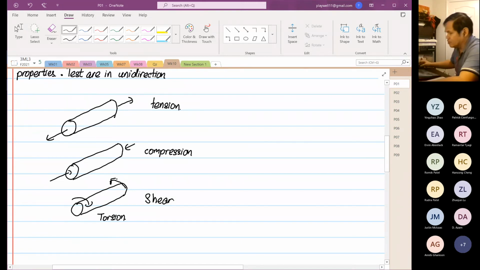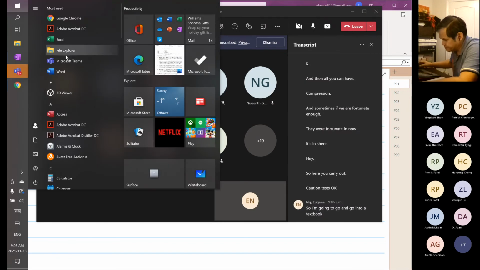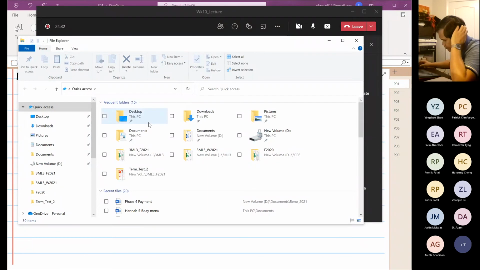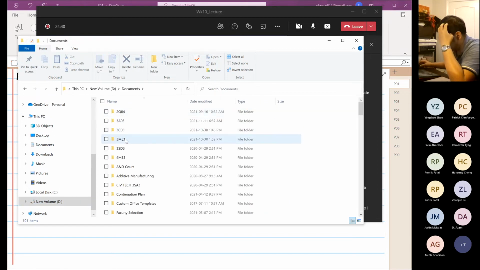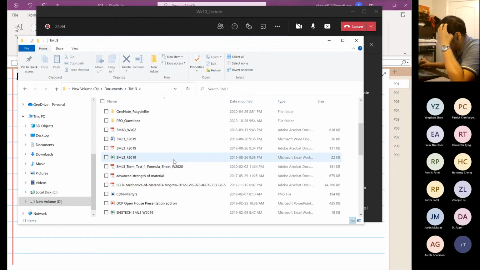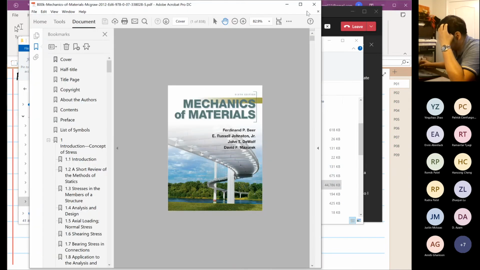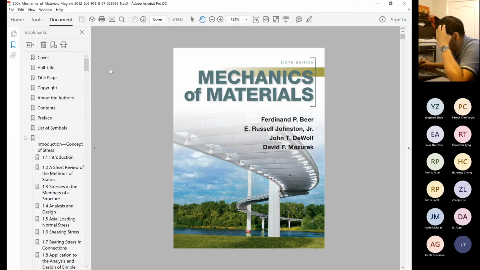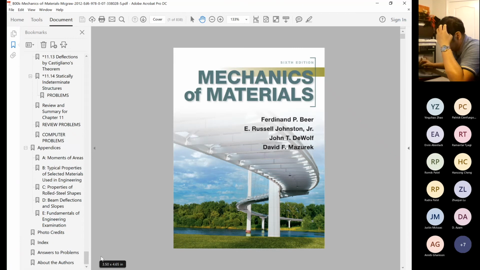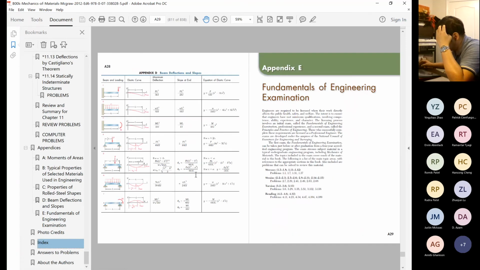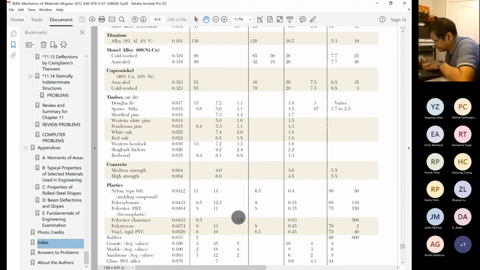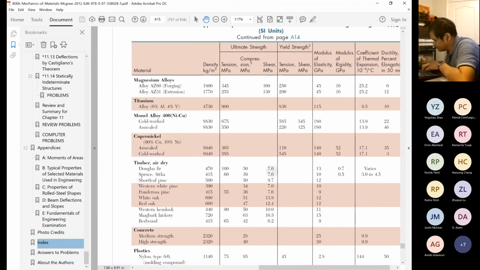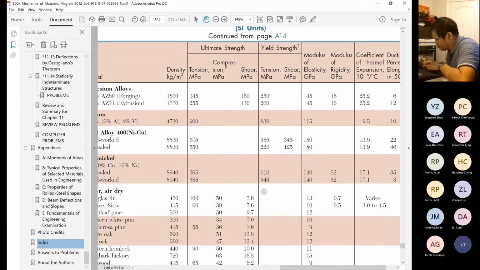Okay, so I'm going to go into a textbook that we use to show you what I mean. So this is a typical textbook. And then if you look at the last few pages, over here. So let's look at something that is in SI units.